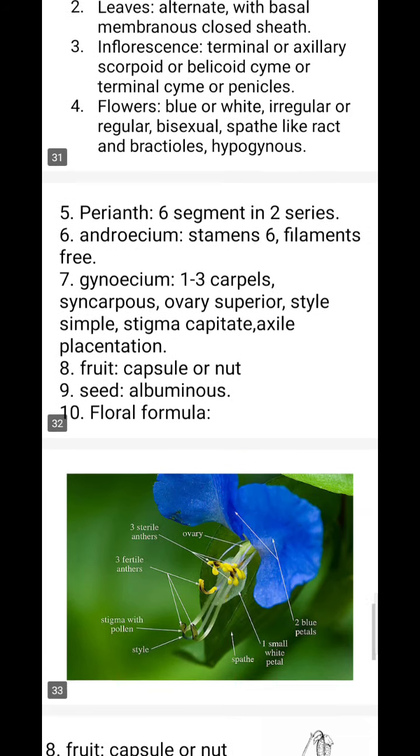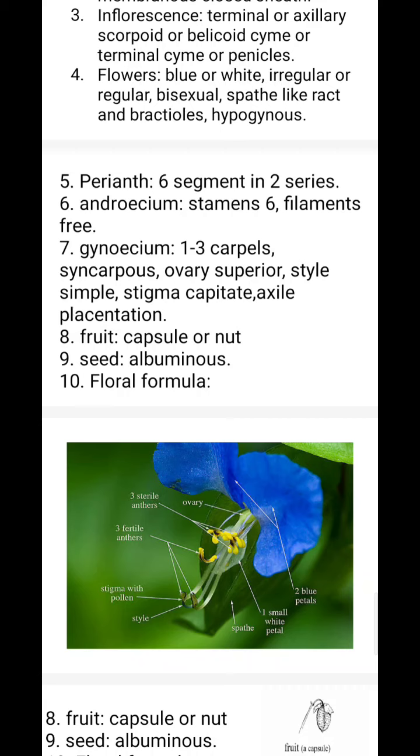So you have to see in this picture of flowers. In that picture of flowers there are two blue petals, that means perianth is present. Then there is the green ovary.